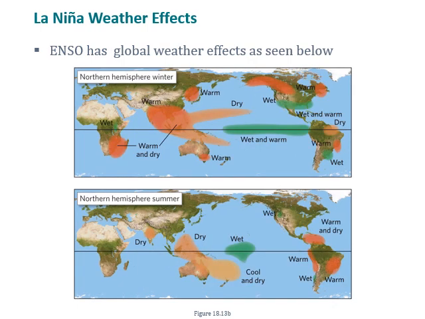During La Niña, we get wet and warm conditions off the coast of South America and relatively dry conditions in Oceania and Southeast Asia in the Northern Hemisphere winter.